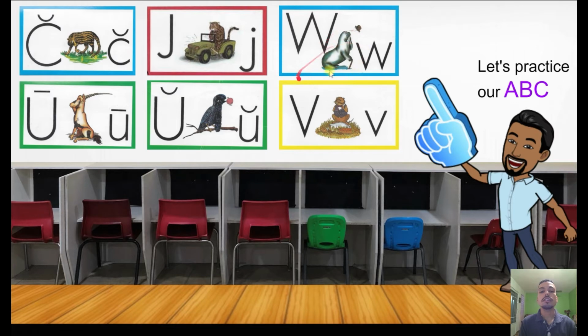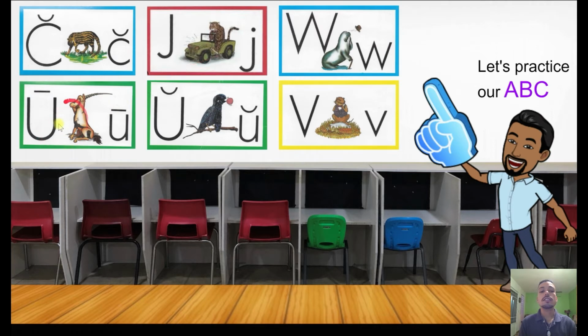The next one here, its name is walrus. Walrus. And walrus has a letter that sounds W. The letter W sounds W. Very good, okay?